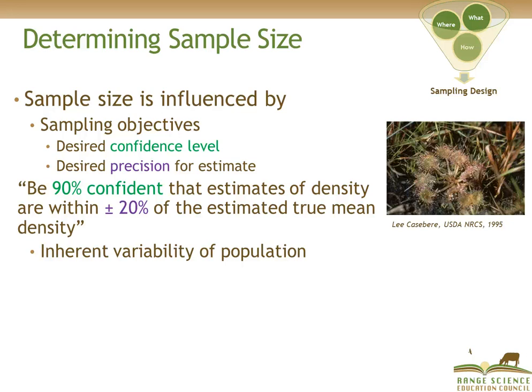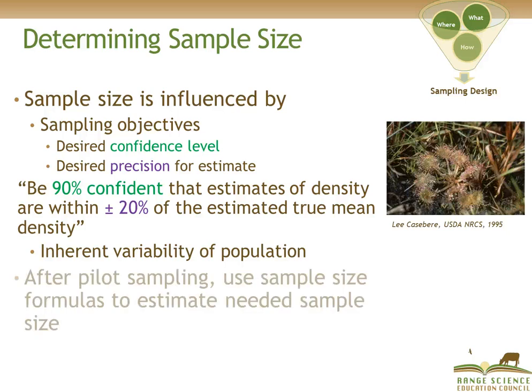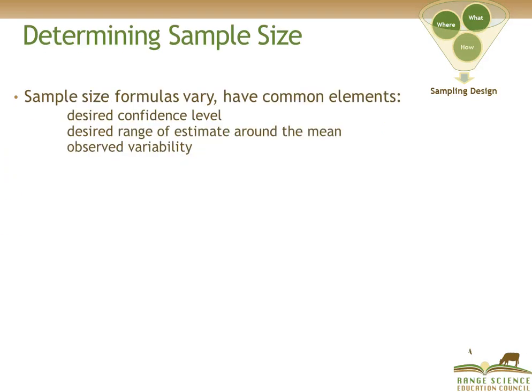Required sample size is also influenced by the inherent variability of the population. When we are sampling in an area that is relatively homogeneous, in general, we don't need as many samples in order to get a precise estimate. Compare that to areas that are more patchy or highly variable. You're going to need a larger sample size in order to get a precise estimate. Usually the way we determine sample size is we conduct some pilot sampling in order to determine an estimate of the inherent variability of the population, and we then use sample size formulas to estimate the required sample size.